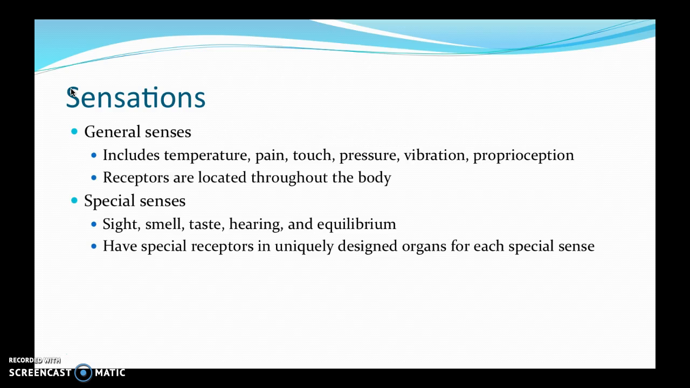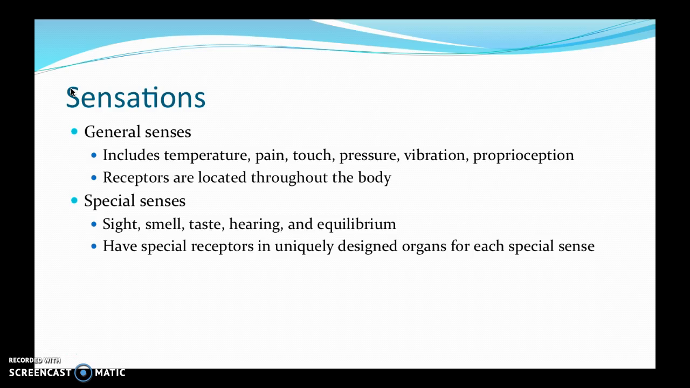The senses can be divided into general senses and special senses. The general senses include temperature, pain, touch, pressure, vibration, and proprioception. What makes them a general sense is that the receptors are located throughout the body. The special senses are sight, smell, taste, hearing, and equilibrium or balance.